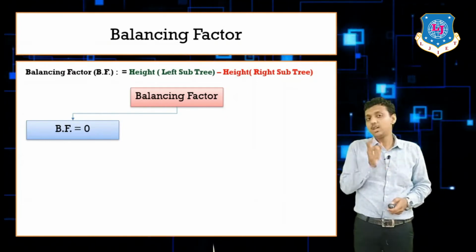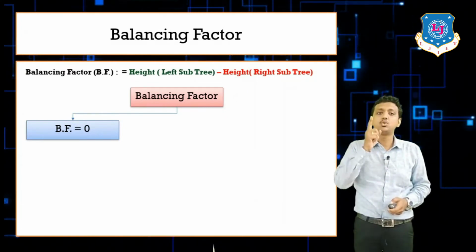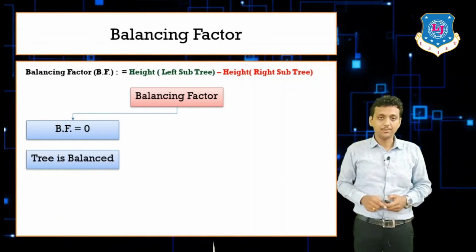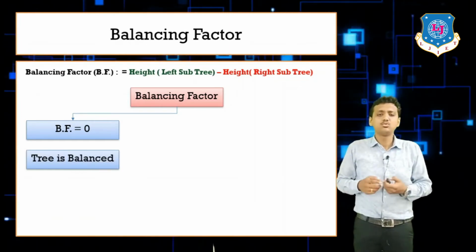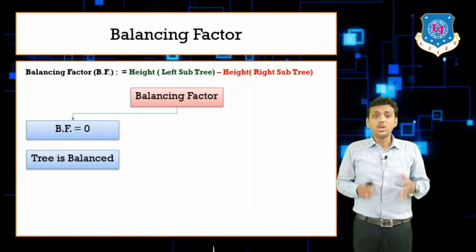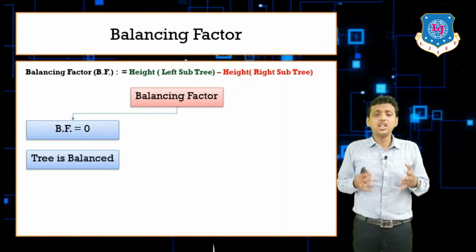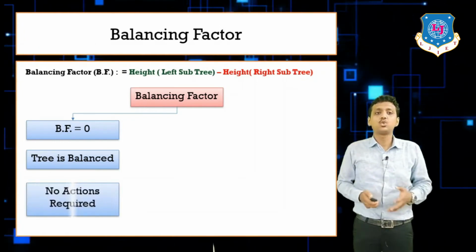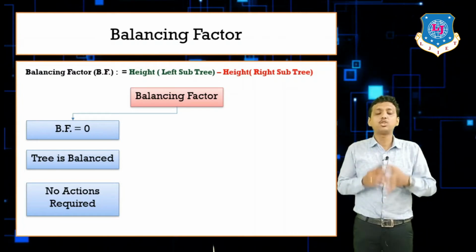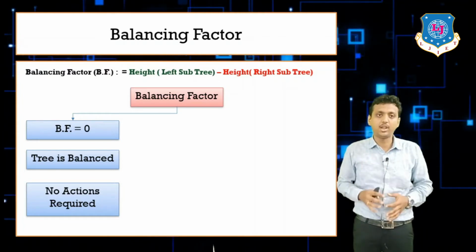That means if your balancing factor is equal to 0, that means your tree is balanced. Okay, now what is our job? Our job is just to balance our tree. Now if the tree is balanced, then you should not perform any action. Do not worry about performing any action on that tree.